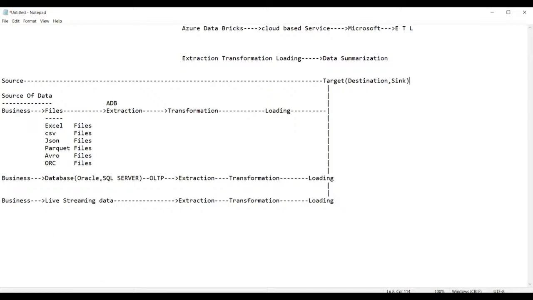So can you see here, this is how we get the data. Ultimately, we get the data from various sources. From these various sources, we extract the data, we transform the data, and we load the data into the target. All this extraction, transformation, and loading will be done by using a service. ADB is one service. Likewise, ADF is another service, and Synapse is another service. These are the various services we can use.